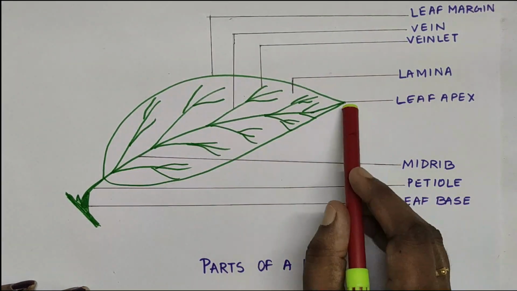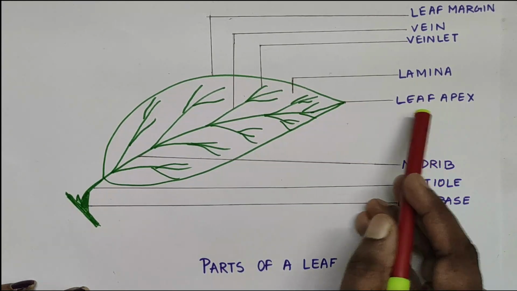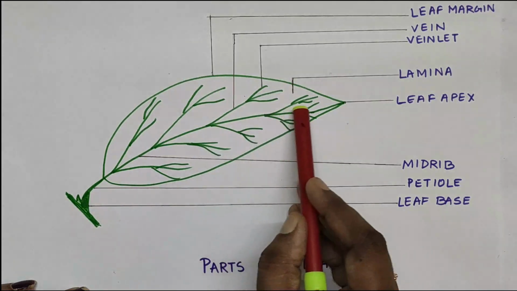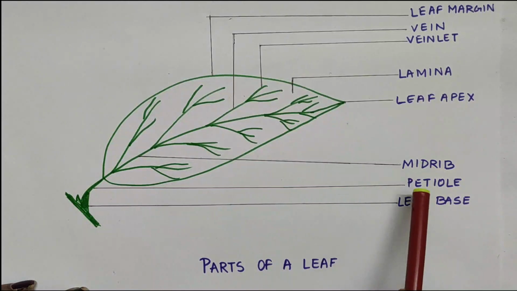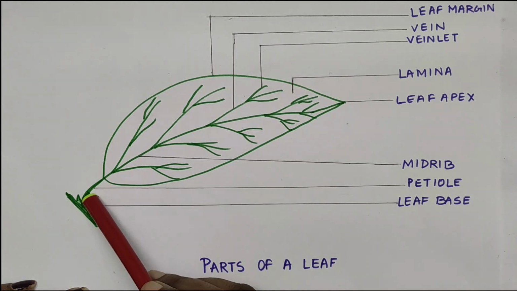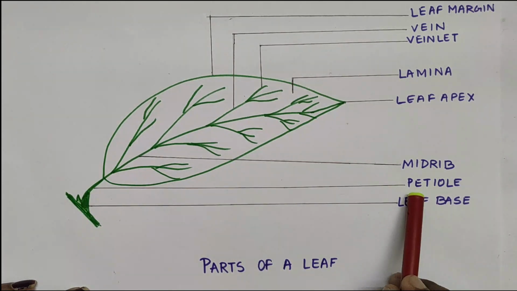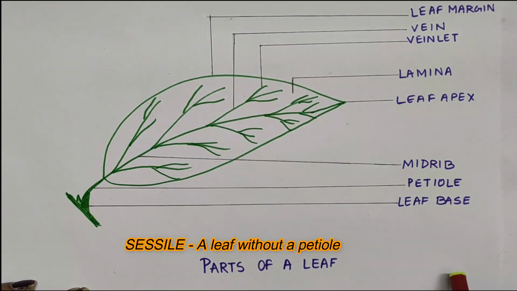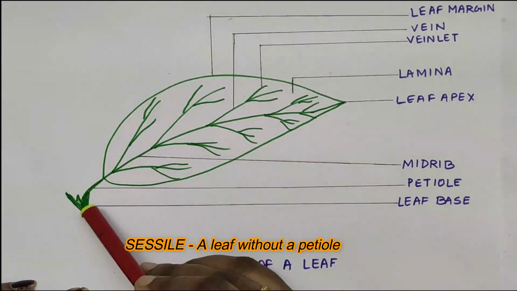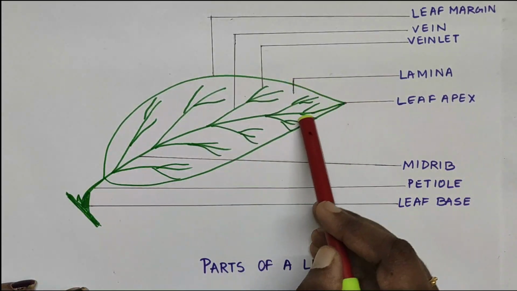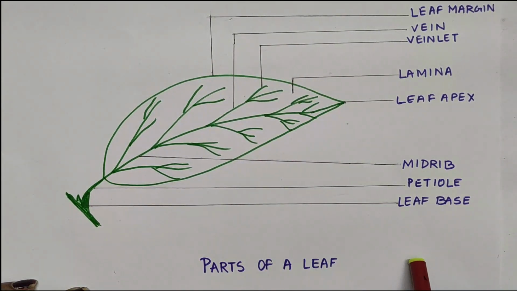Then the tip of the leaf is called the leaf apex, and you can see a main, big, long, thickened vein along the center of the leaf, which is called the midrib. The leaf is attached to the stem through a stalk called the petiole. Sometimes the petiole may be present, and sometimes it may not be. When the petiole is absent, we call it a sessile leaf, and the midrib extends to the tip of the leaf. The outer edge of the leaf is called the leaf margin.